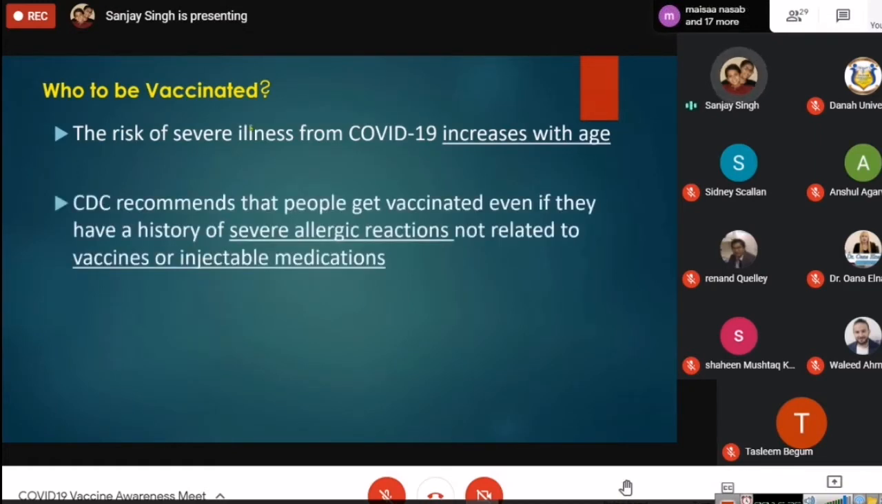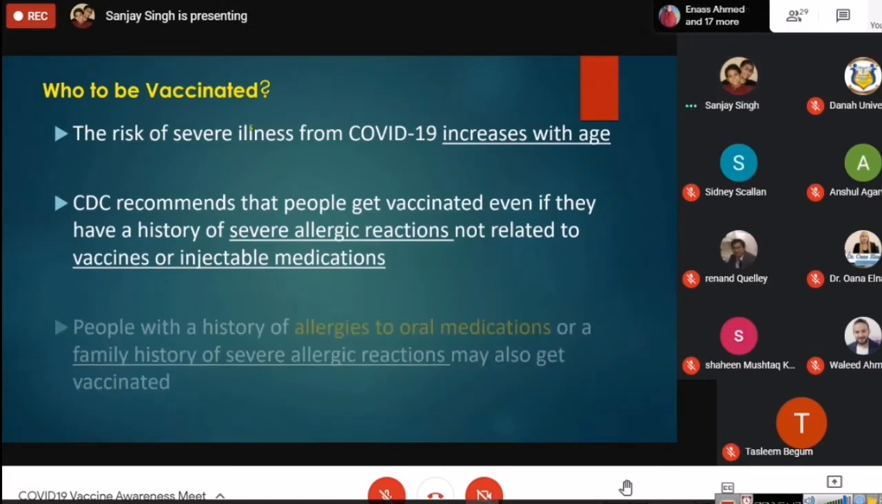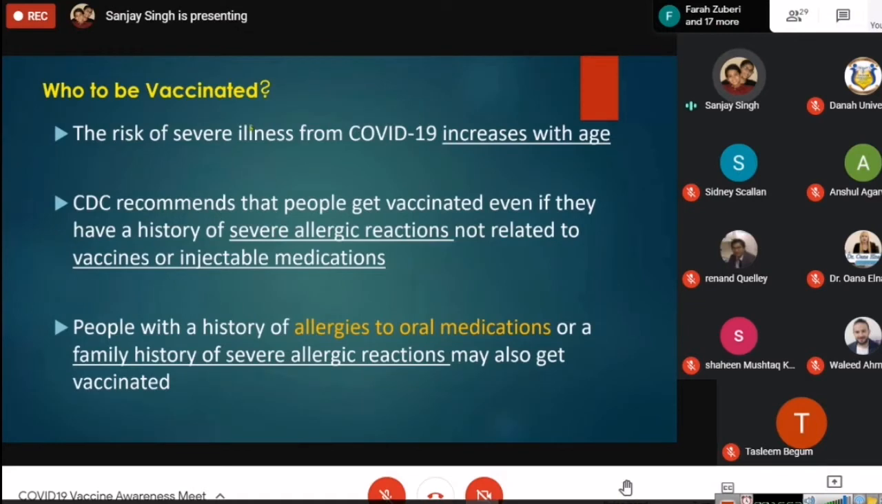The CDC means Center for Disease Control, which is in the US. It recommends that people get vaccinated even if they have a history of severe allergic reactions not related to vaccines or injectable medication. So if you have had a severe allergic reaction, it's still indicated to get vaccinated. People with a history of allergies to oral medications or a family history of severe allergic reactions may also get vaccinated.